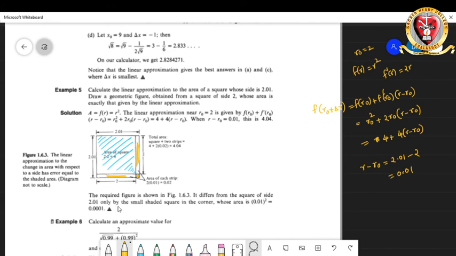Fine. Now what you have to do is find f of r naught plus delta r. That is equal to 4 plus 4 into 0.01, so you get it to be 4.04. That's how you end up with the linear approximation of this figure. So you can say that the square of side 2.01 differs only by a small shaded square in the corner whose area is 0.01 squared, which is equal to 0.0001.